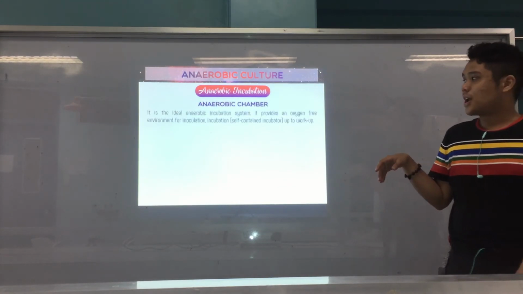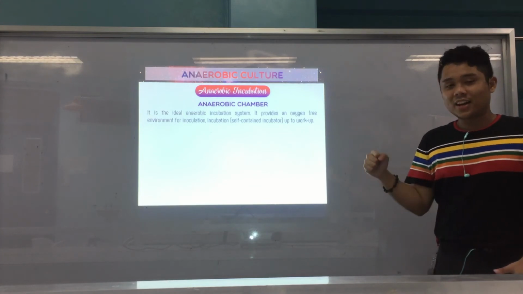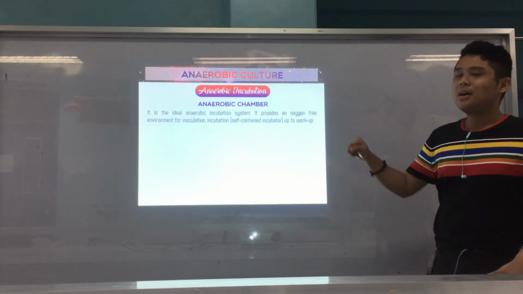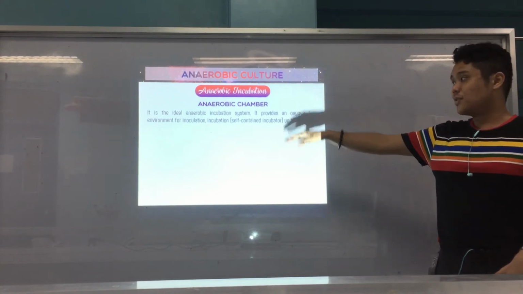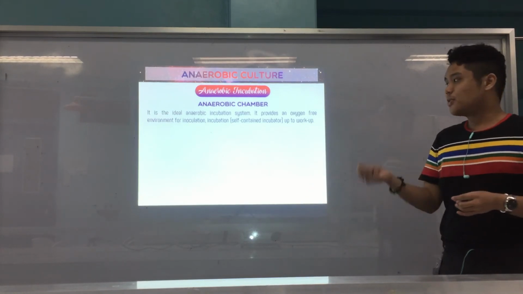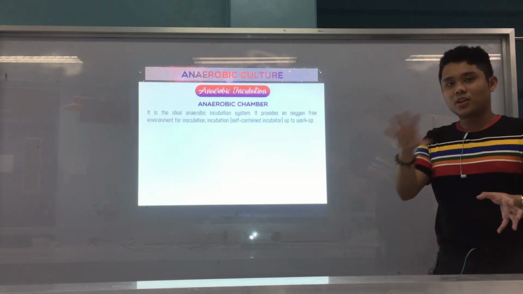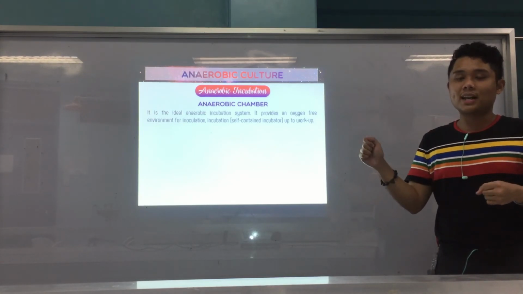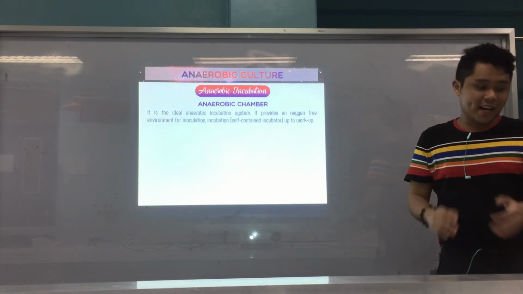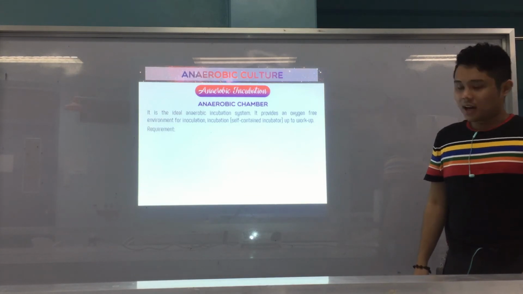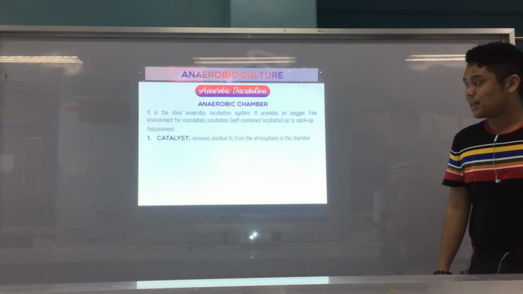First is your anaerobic chamber. This is considered to be the ideal anaerobic incubation system because again, it provides oxygen-free environment for inoculation, incubation, up to work-up. So, tanan from the start of inoculating to incubation to work-up, pag-identify, oxygen-free ang environment. Okay, so your requirement is, of course, dapat naay catalyst.